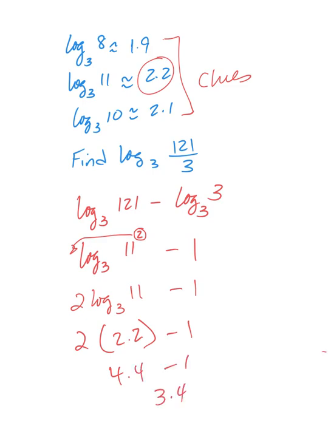So whenever they give you your clues, you also add the log, in whatever base, of this same number. So if it's base 6, you would add log base 6 of 6. If it's base 7, log base 7 of 7. And that's always going to equal 1, okay?